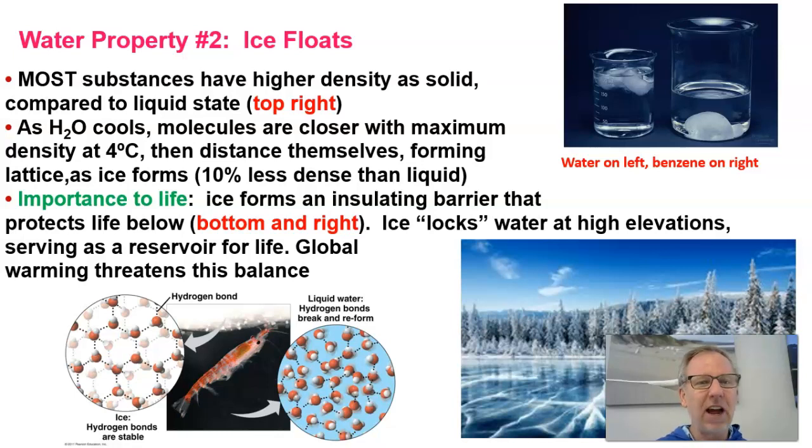What's the importance to life? The importance to life is that when ice forms on the top of bodies of water, like lakes and oceans, it forms an insulating barrier, like a blanket, that protects the life below. If this didn't happen, bodies of water like our oceans and our lakes would freeze from the bottom up, and life would be destroyed. It would be killed. So because it happens the opposite from that, ice floats, life is protected.